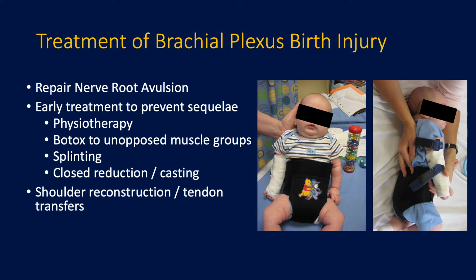Children may also undergo closed reduction or casting. Shoulder reconstruction and tendon transfers may be considered in older children with developed glenohumeral dysplasia.